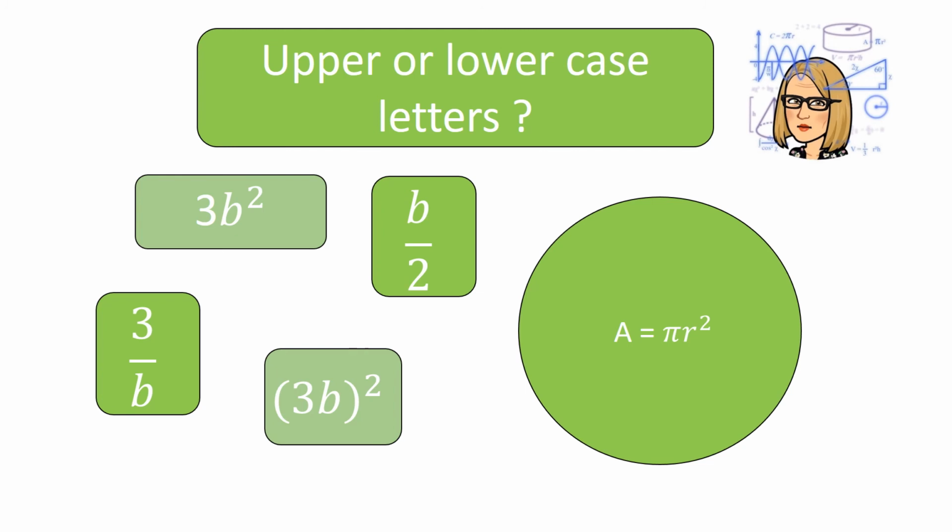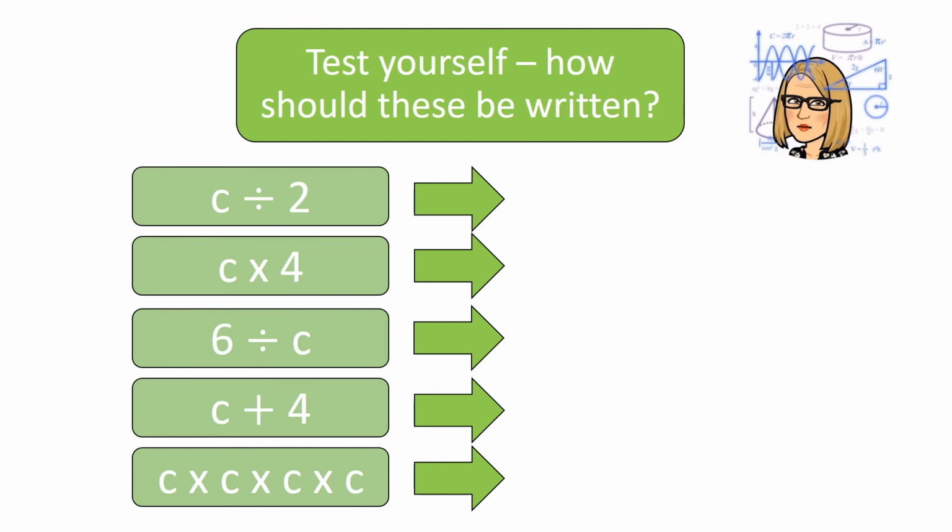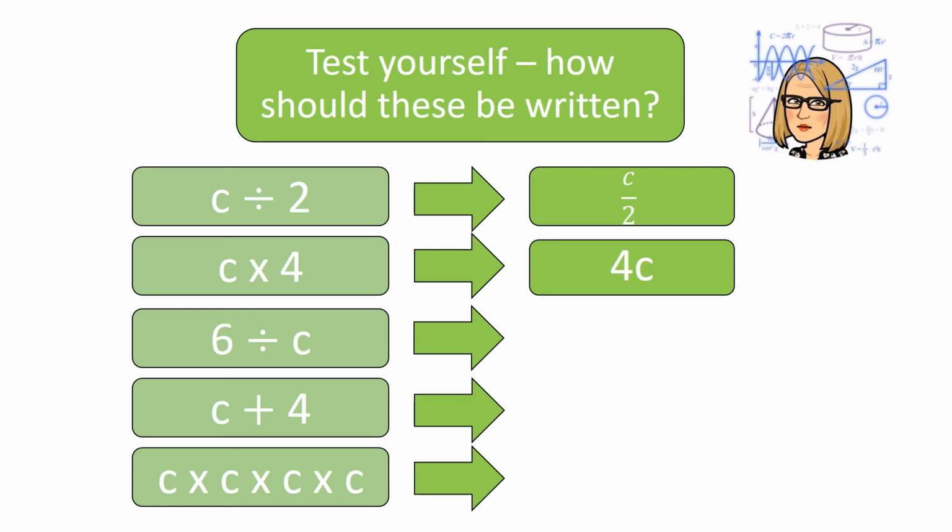So have a go, test yourself. How would you write this first one? c divided by 2. c is being divided by 2, so c would be your numerator and 2 would be your denominator. c multiplied by 4. It would be 4c because the number comes first. 6 divided by c. This becomes 6 over c, where 6 is the numerator and c is the denominator.